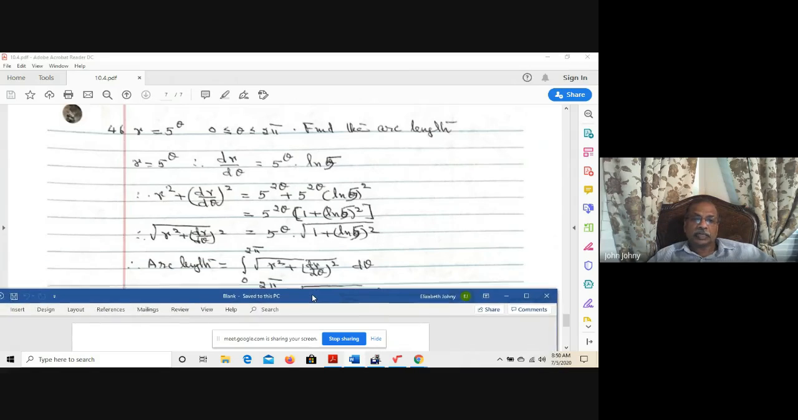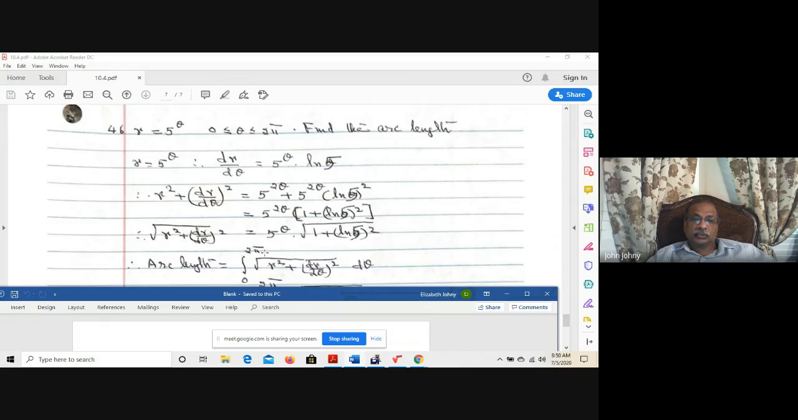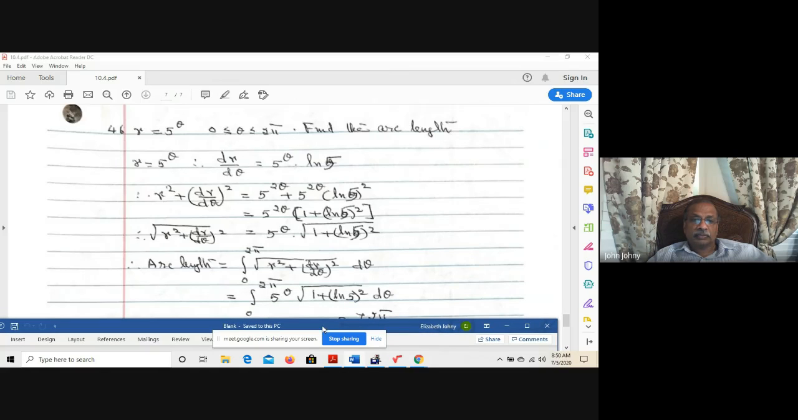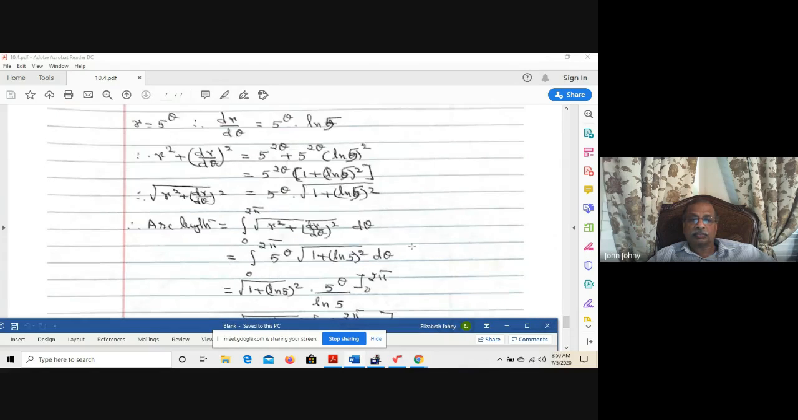Therefore, the arc length is the integral from 0 to 2π of the square root of r squared plus (dr/dθ) squared dθ, and that is equal to the integral from 0 to 2π of φ^θ times the square root of 1 plus (ln φ) squared. That may be pulled out because that is a constant. So that is the square root of 1 plus (ln φ) squared times, and the antiderivative of φ^θ is φ^θ divided by ln φ.